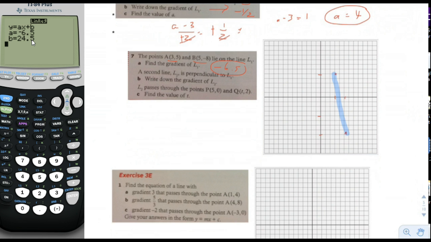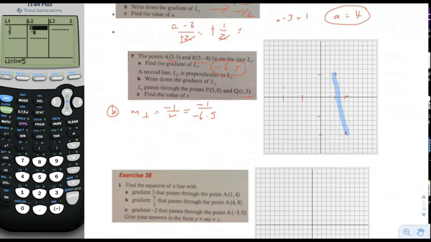A second line, L2, is perpendicular to L1. Write down the gradient of L2. So what they're saying is, there's a perpendicular gradient, and it's equal to the negative reciprocal of m. So it would be negative 1 over negative 6.5, which is the same as 1 over 6.5, right? Then they say that L2 actually goes through these 2 points, (5, 0) and (t, 2). What's the value of t?